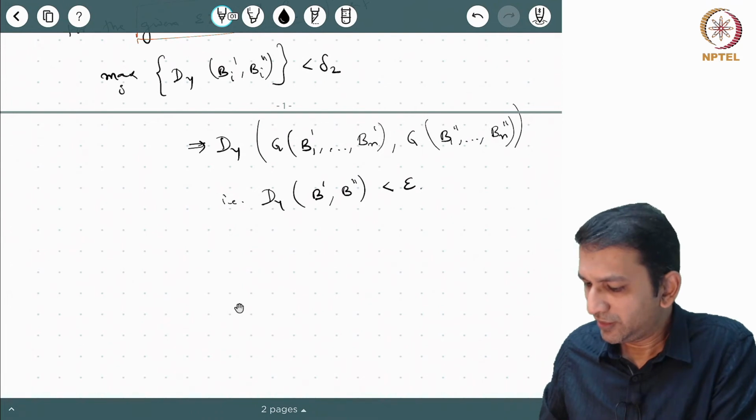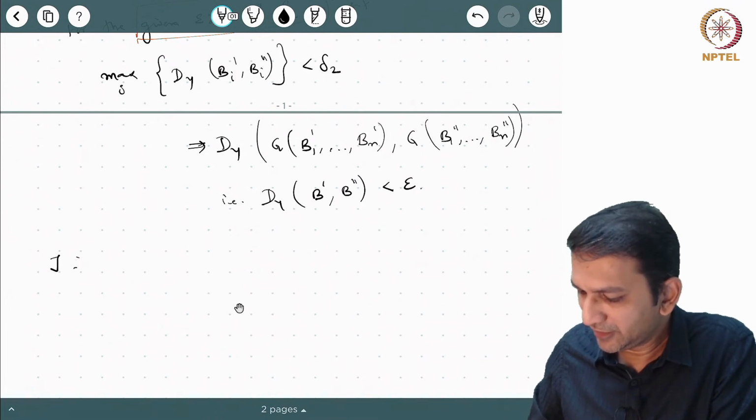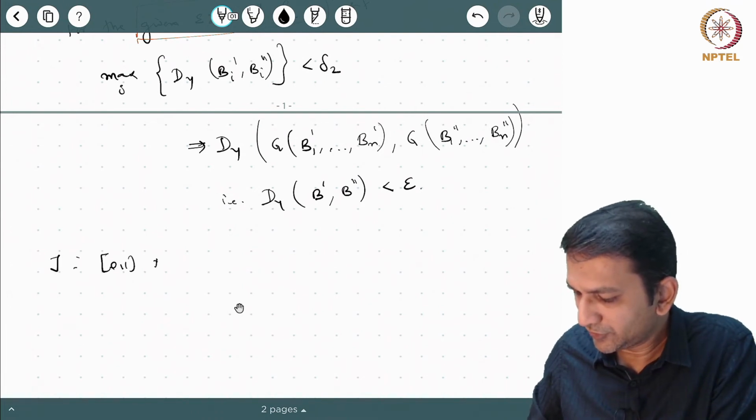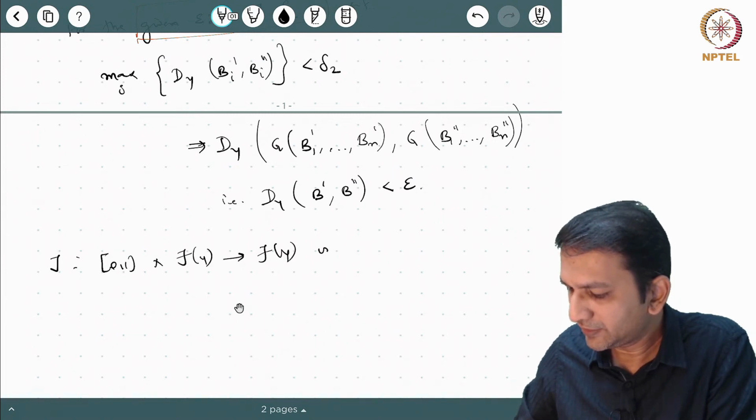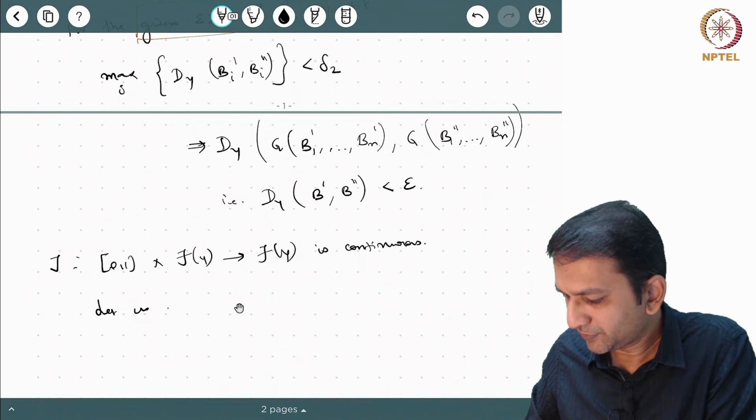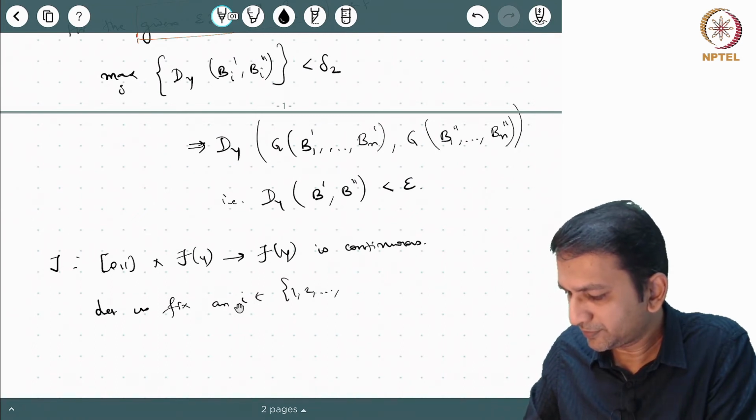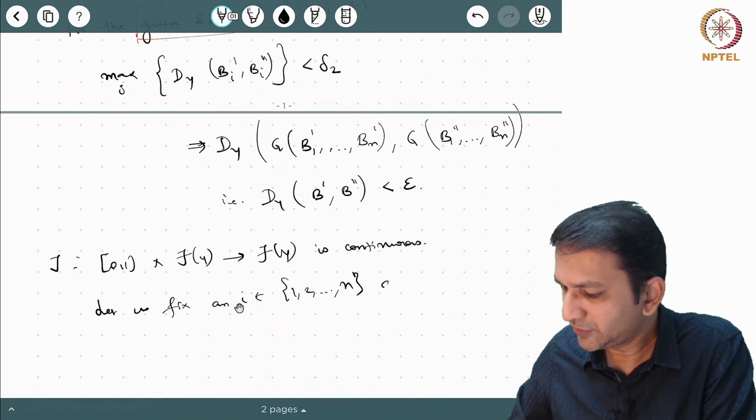So now we also know J as a function of 0, 1 cross f of y to f of y is in fact continuous. Let us fix an i from 1 to n and hence fix a Bi.